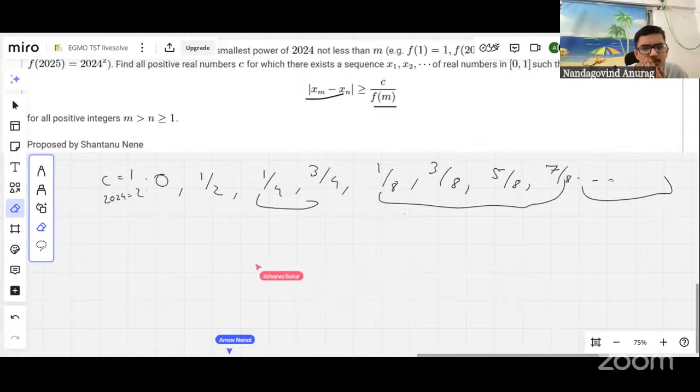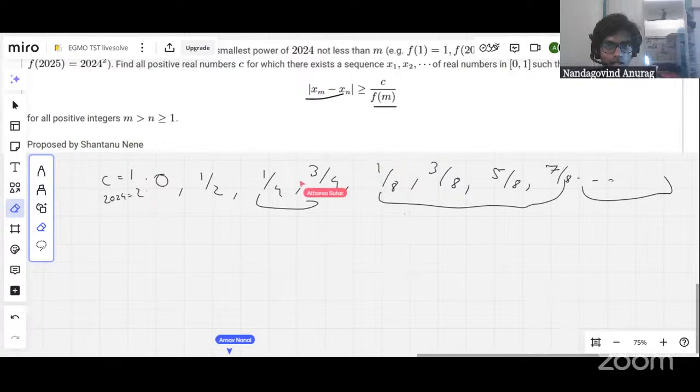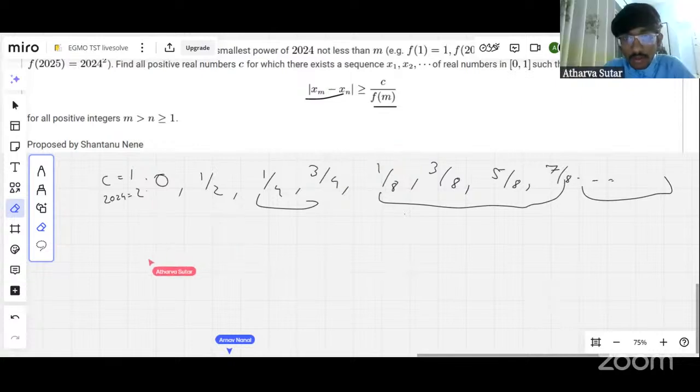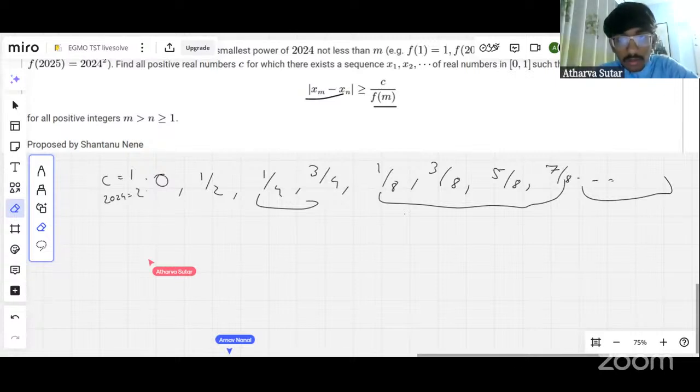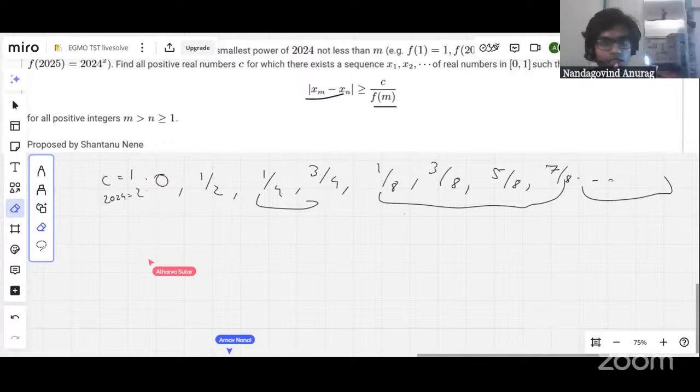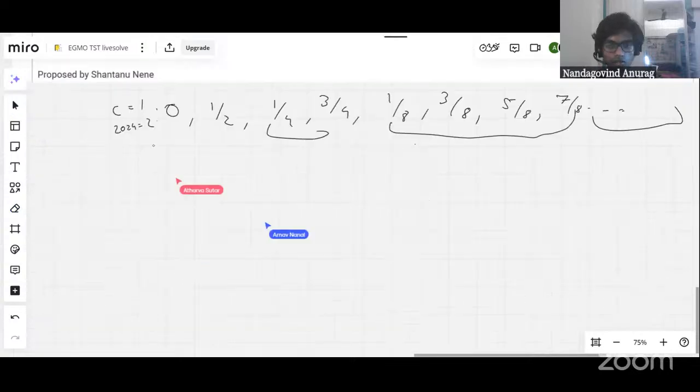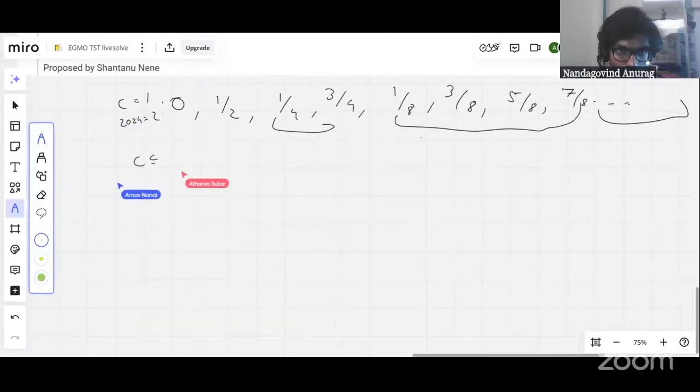So c equals 1 works, for 2024 as well. Now we probably just want to show that c greater than 1 doesn't work, because this clearly fills almost everything. Does c less than 1 work? Yeah, obviously, you just use the same sequence. So even for the 2024 case, c less than or equal to 1 works.